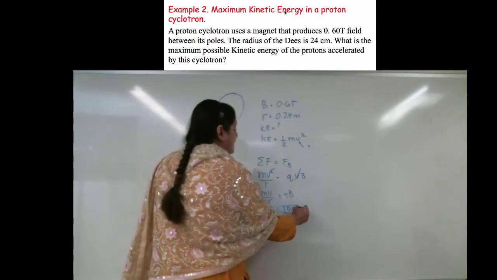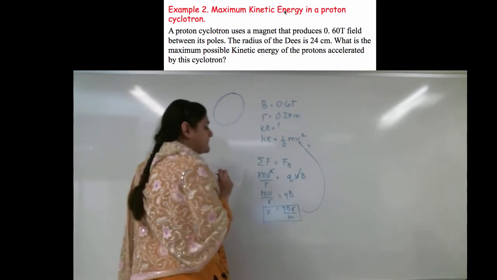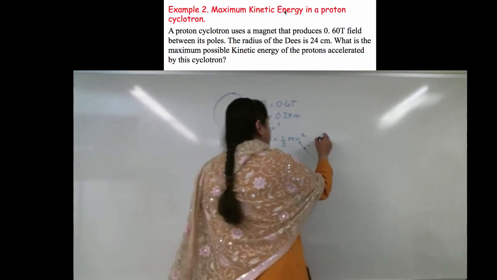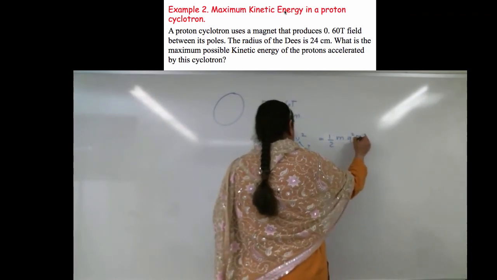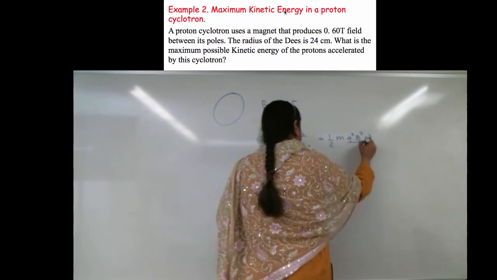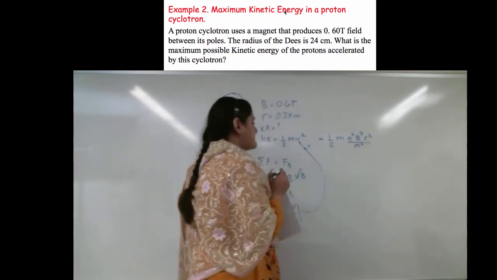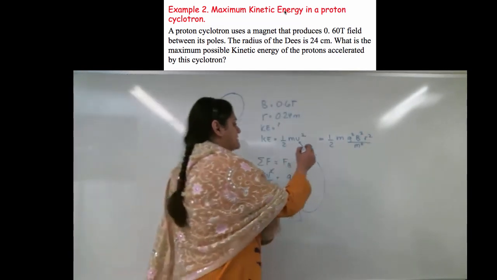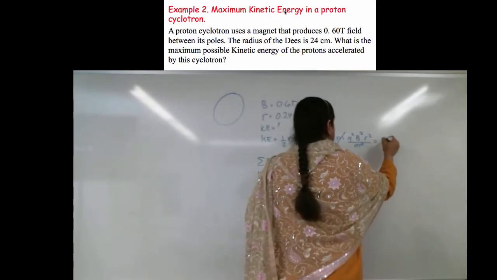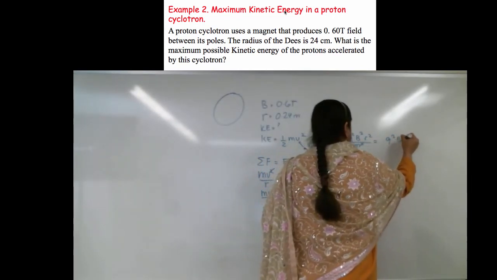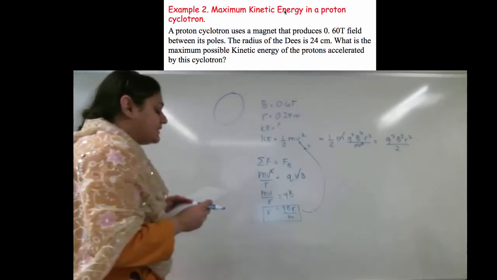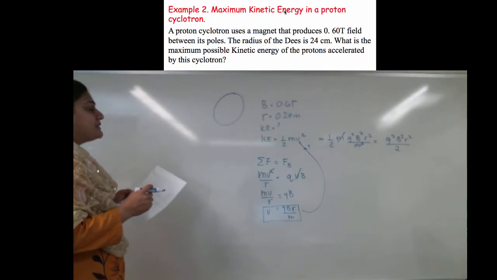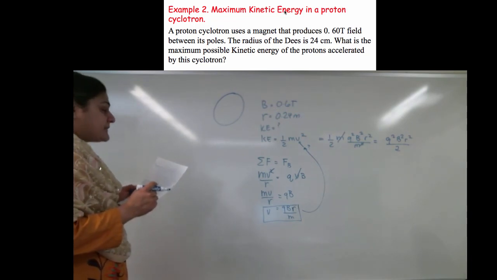Okay, that I can plug back in here, right, to give me 1/2 m q squared B squared r squared over m squared. Yes? This means this gets cancelled. What do I have? q squared B squared r squared divided by 2m. Once I have all of those terms, all that's left to do is plug in the values.